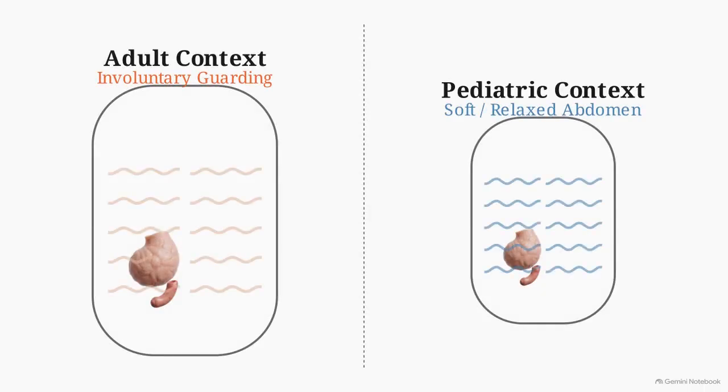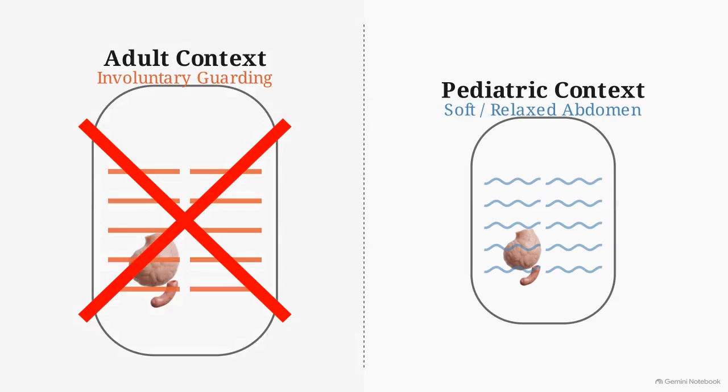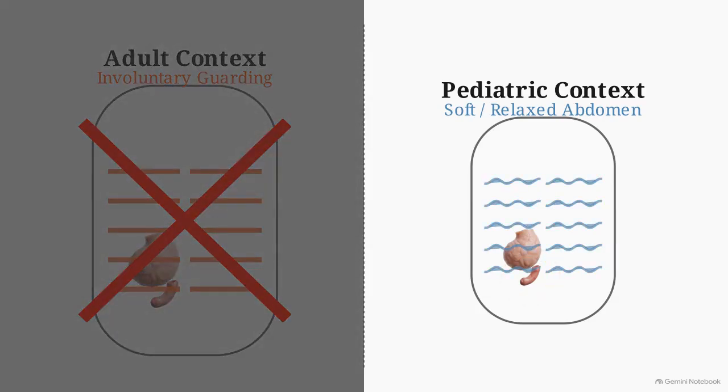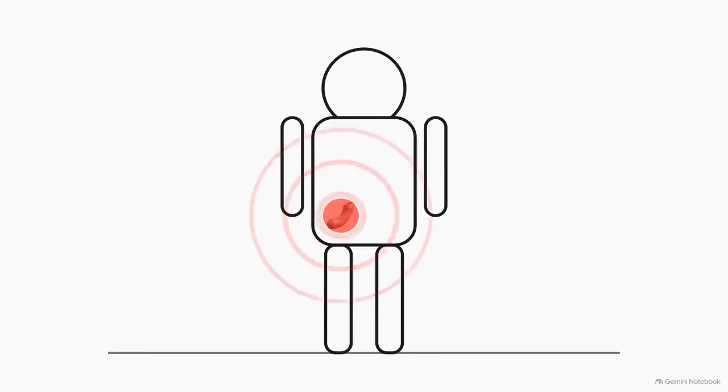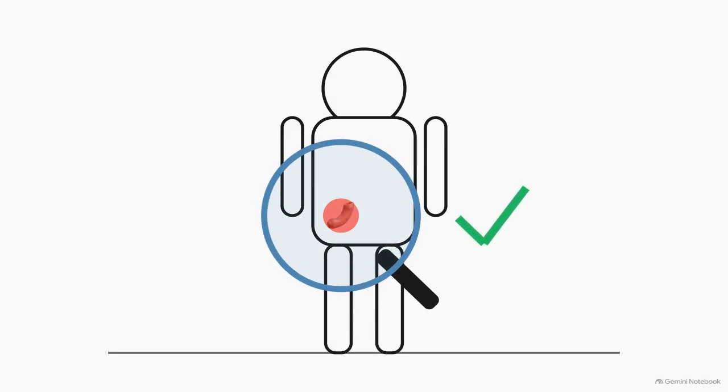When evaluating children, the physical baseline changes. Adult symptoms like abdominal wall rigidity do not reliably present in pediatric patients. This chart shows the positive likelihood ratios of various clinical signs. You can see that for children, the obturator and Rovsing signs carry a high 3.5 ratio. These dynamic maneuvers, along with the Dunphy sign, where pain is triggered by simply having the child hop or cough, provide the most accurate physical data for ruling in pediatric appendicitis.